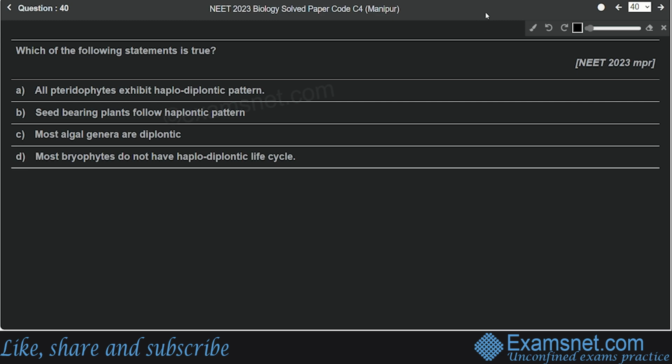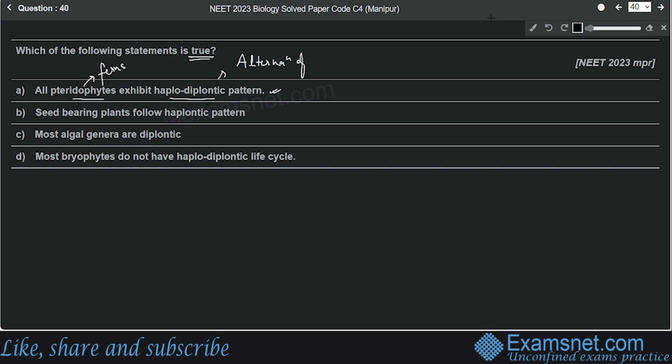Question number 40 is from the chapter Plant Kingdom, and the question is, which of the following statements is true? Okay. First statement says that all pteridophytes exhibit haplodiplontic pattern. So yes, this is a correct statement. Okay. Pteridophytes, what is the example of pteridophytes? Ferns, right? And they exhibit haplodiplontic pattern. That means it shows alternation of generation.